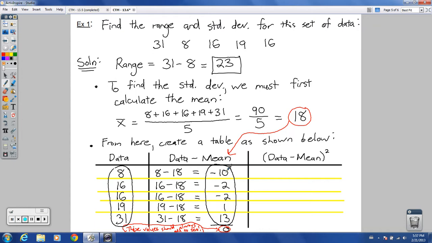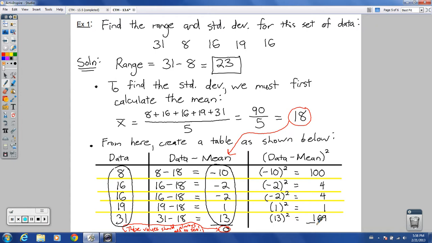And then from there, I want you to take those values, the data minus mean values, and square them. So we're going to take negative 10, square it. We're going to take negative 2, square it, and so on. Negative 2 squared again, 1 squared, and 13 squared. What do these values equal? Negative 10 squared, that is 100. Negative 2 squared is positive 4. Negative times a negative, remember, is a positive. We've got 4 again, we've got 1, and we've got 169.